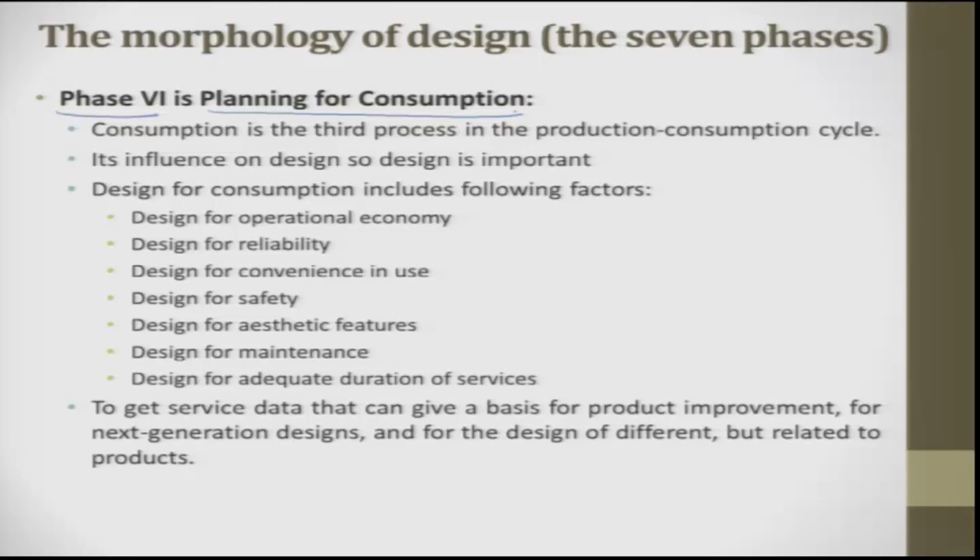The 6th phase is planning for consumption. This is a very, very important phase. The consumption is the third process in the production-consumption cycle, and it influences the design more, and this makes design a little more important. So, the design for consumption includes the following factors: design for operational economy, design for reliability, design for convenience in use.